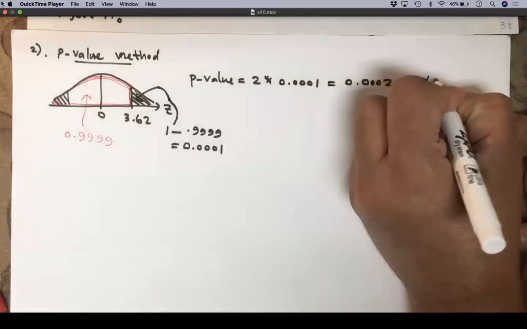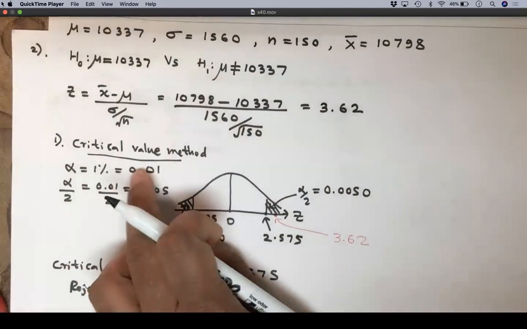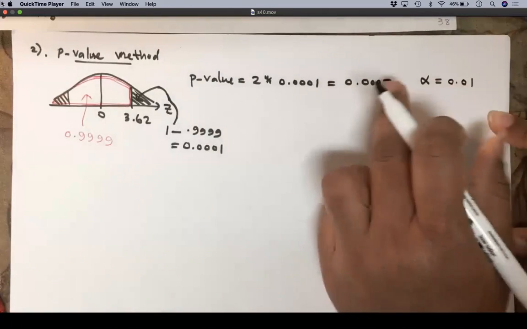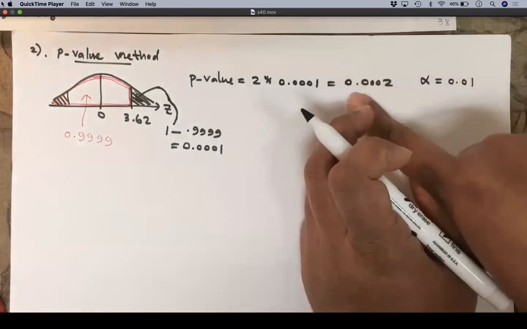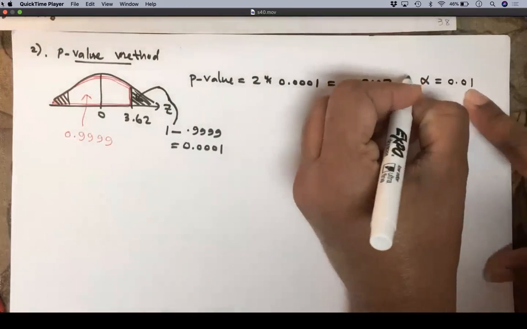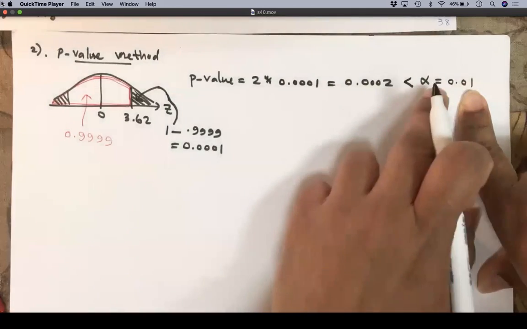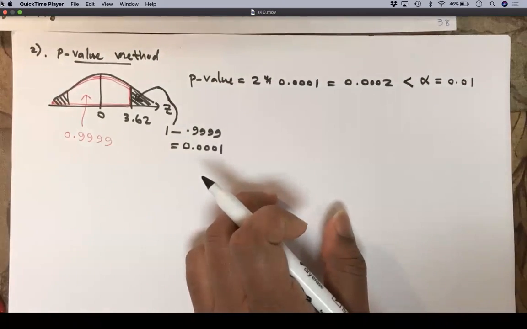Now compare it with your alpha. What is our alpha? It's 0.01. Now tell me, what is the larger value, p-value or alpha? Alpha. Alpha is larger than our p-value. So the p-value is smaller than alpha. Then according to that rule, it is in the previous slide also.